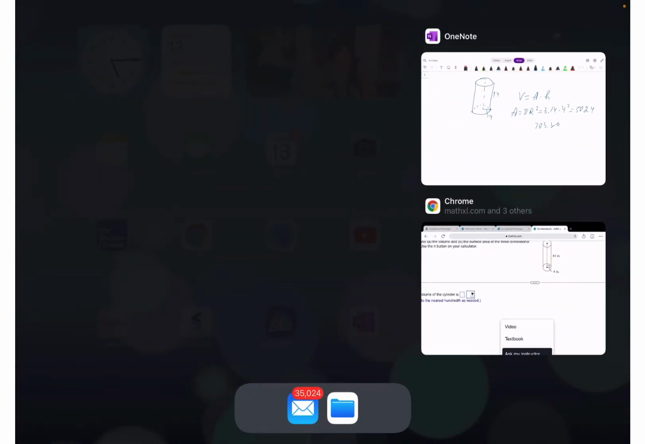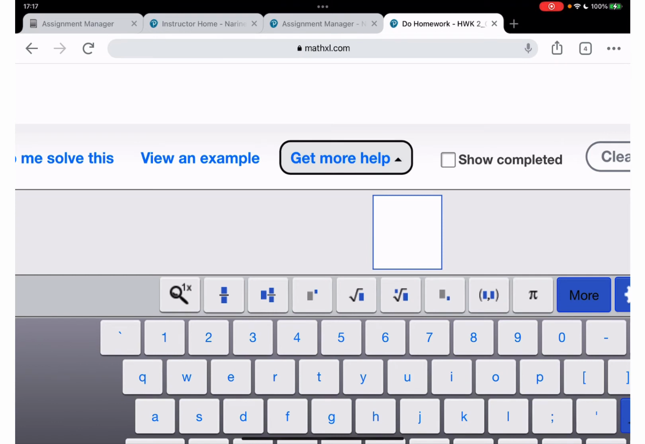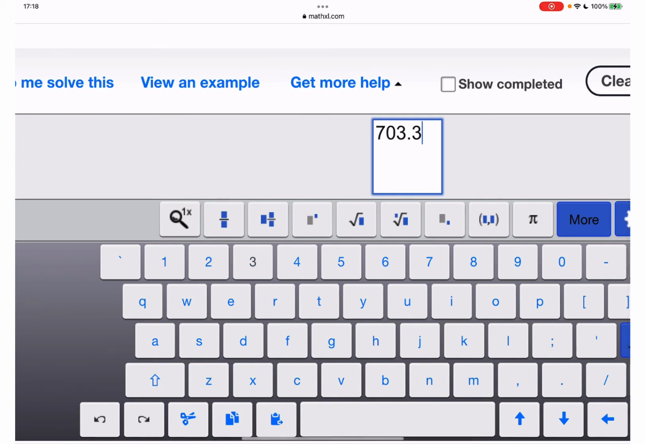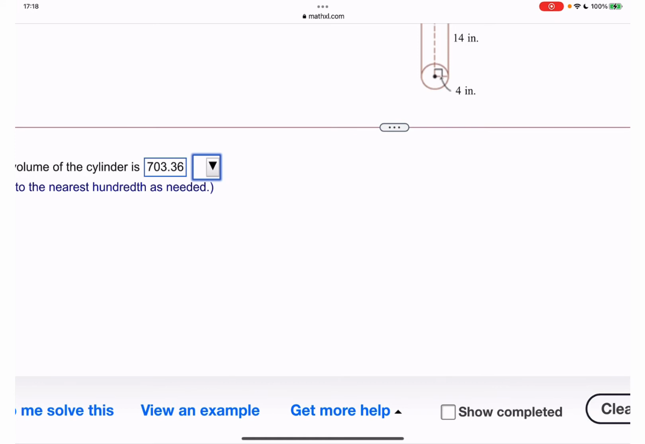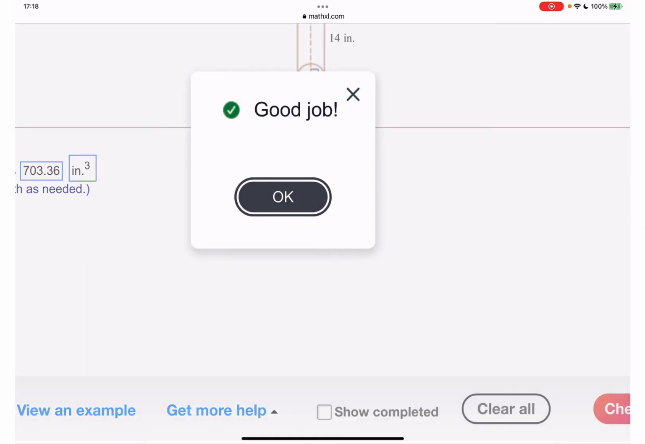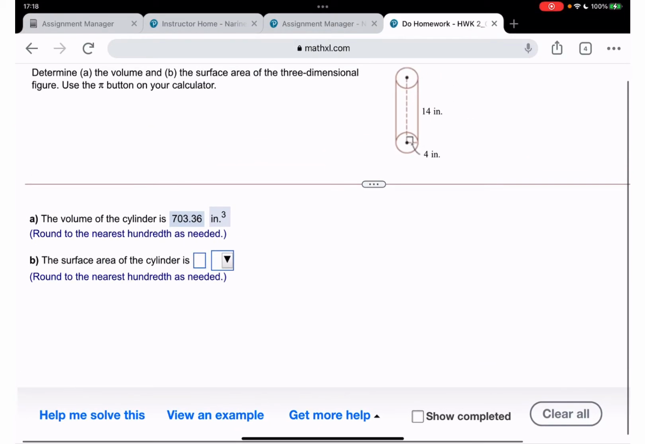703.36. And since it's volume, it's going to be cubed. Checking. Good job. And next one, we need to find the surface.